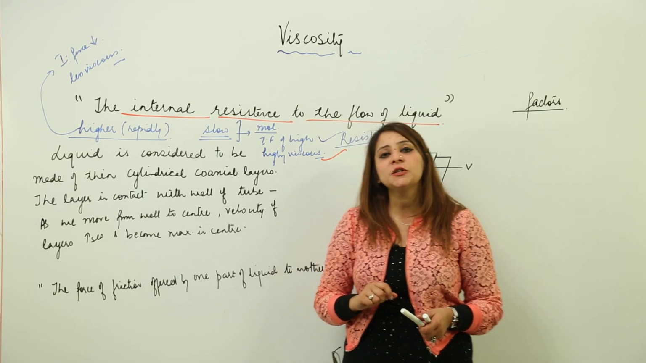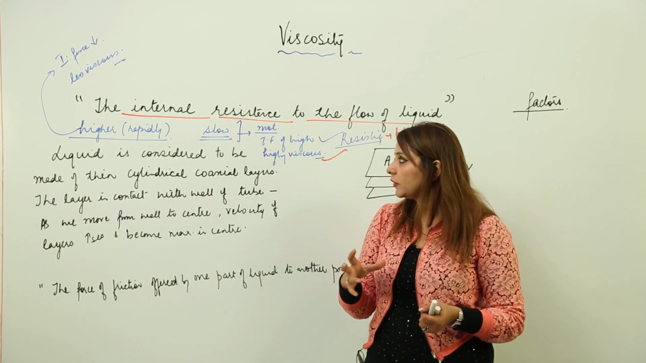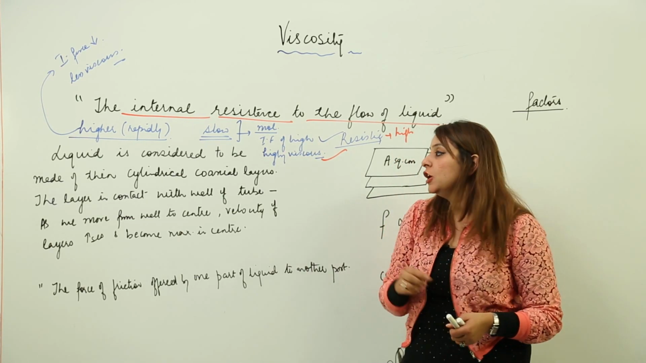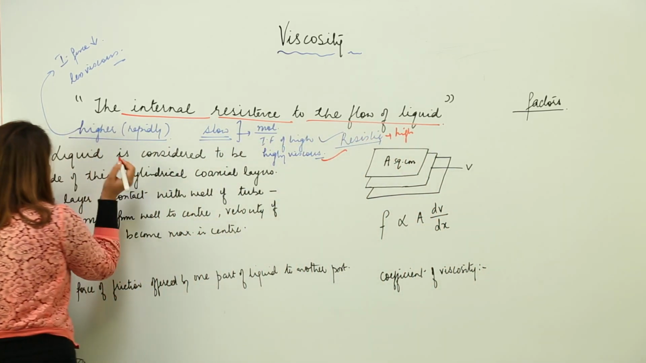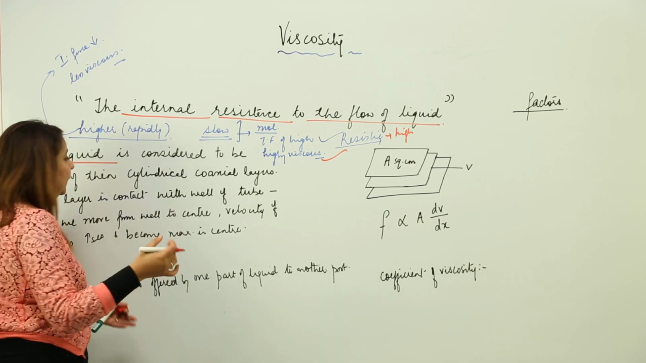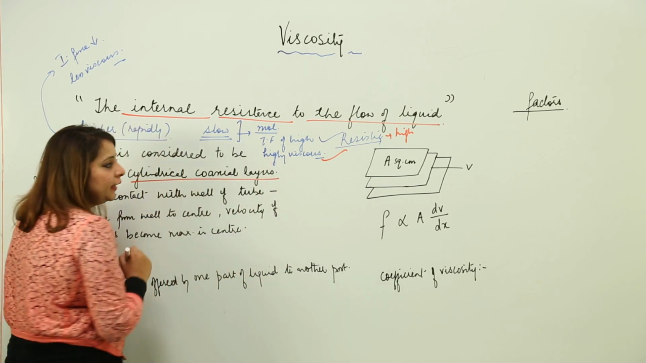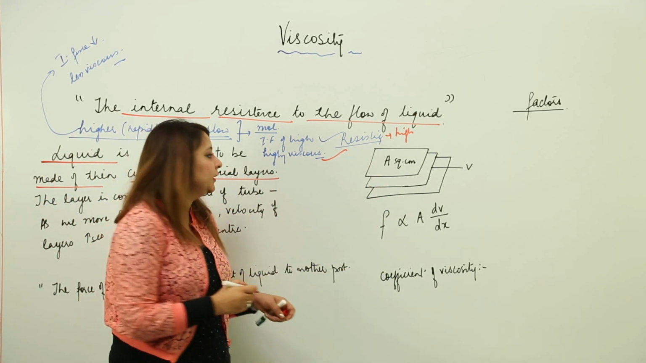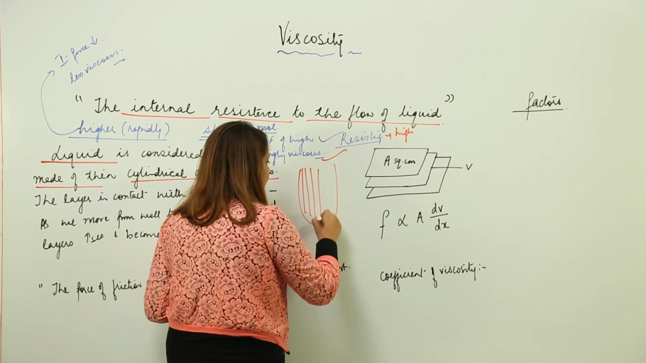Now, let us try to explain the reason, the cause of the internal resistance within the liquid. We can explain it by considering that the liquid present in a tube or a vessel consists of thin cylindrical coaxial layers like this. It actually consists of layers. Like if I say this is my tube, there are layers like this, right.